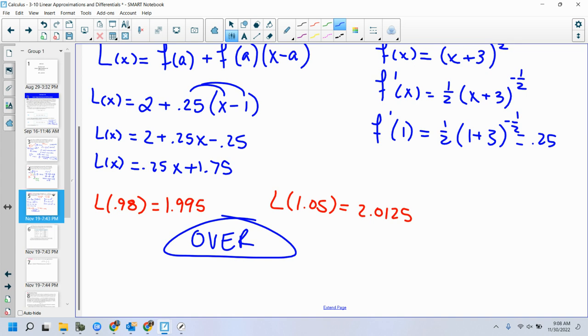Sometimes you have to use the graph to really tell whether it's going to be an overestimate. Where is the tangent line? Is it sitting underneath the curve? Is it sitting above the curve? What's happening to it?